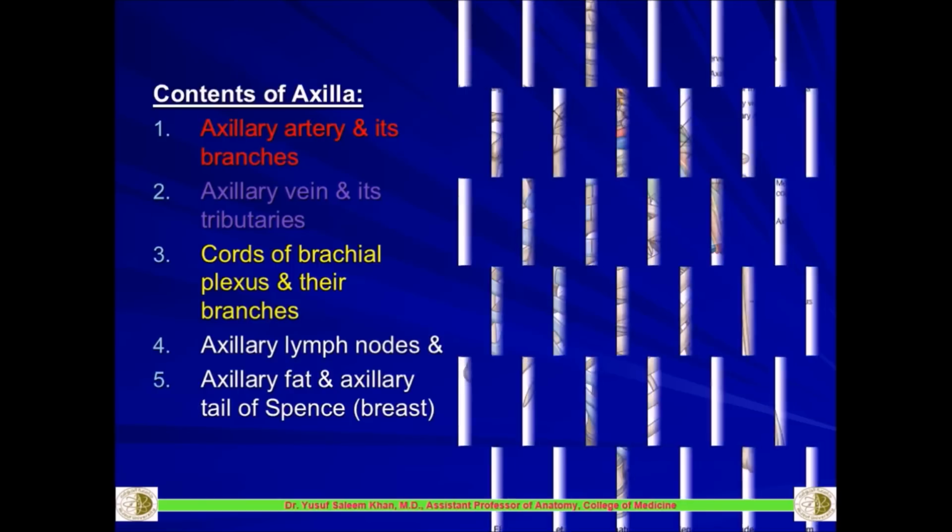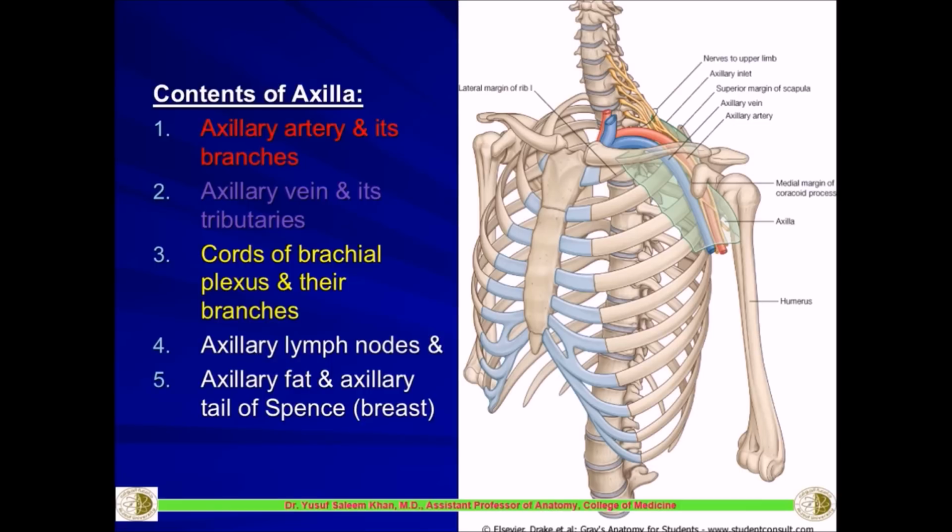One of the very important contents is the axillary artery. If you can see here, this is the subclavian artery, which continues below as the axillary artery. The subclavian artery on the left side is a direct branch from the arch of the aorta, and on the right side it is a branch from the brachiocephalic artery, which is a branch from the arch of aorta. So on the left side it is directly from the arch of aorta, and on the right side it is the branch of the brachiocephalic trunk, which comes from the arch of aorta.